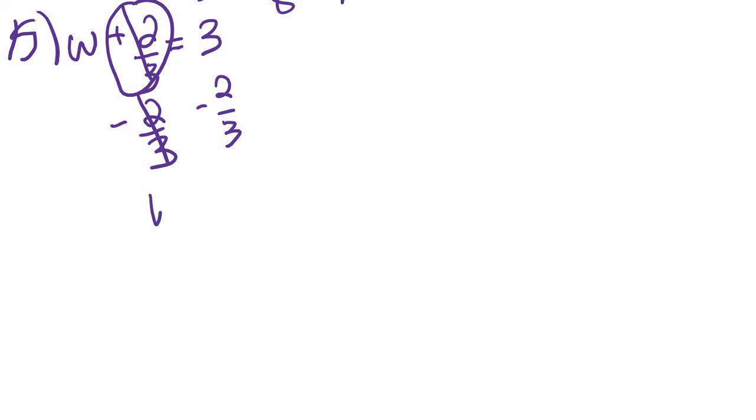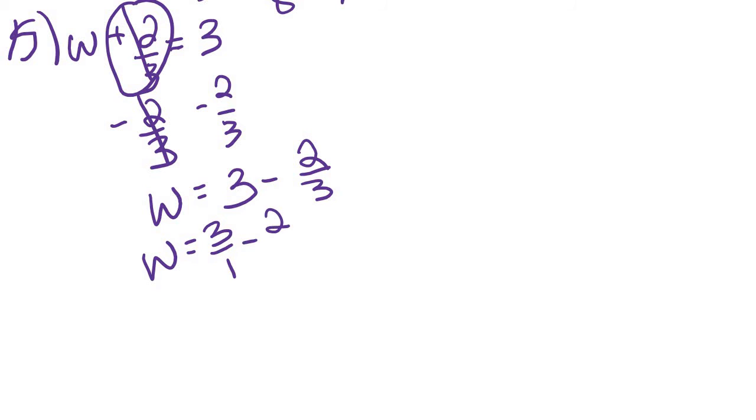These are going to cancel. We get w equals 3 minus 2/3. All right, well, that's no bueno. We got to convert into a fraction here. So 3/1 minus 2/3. All right, that's still no bueno because we don't have common denominators. So I'm just going to go with 3.